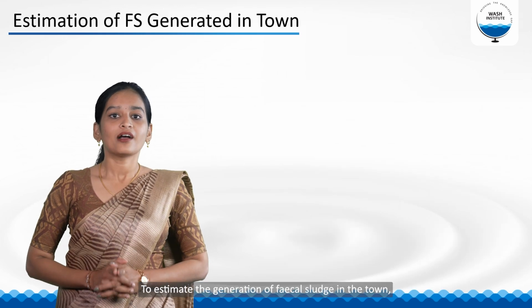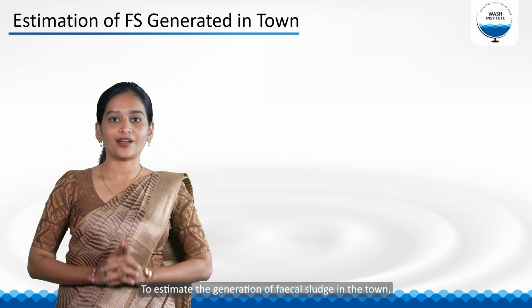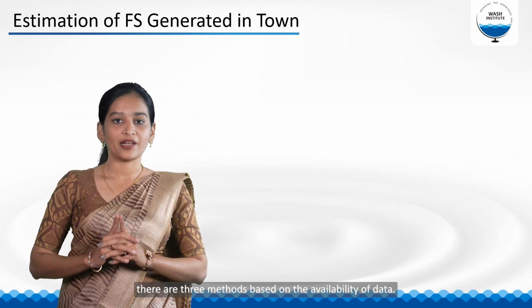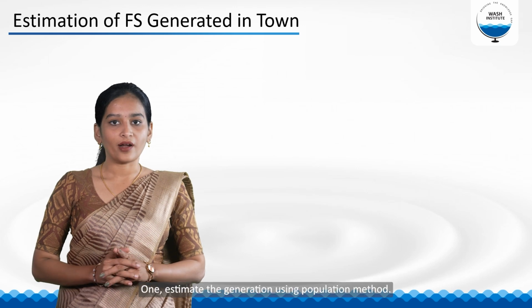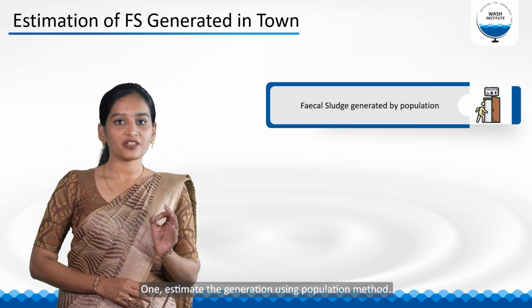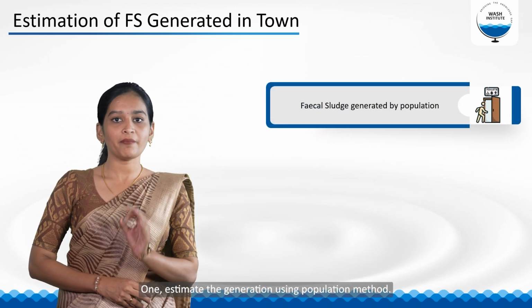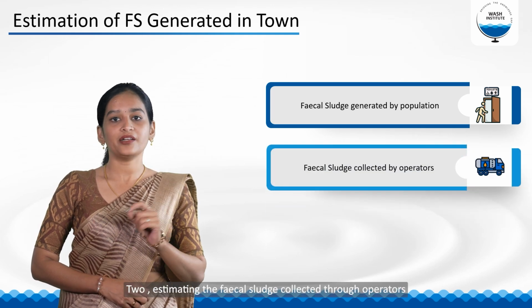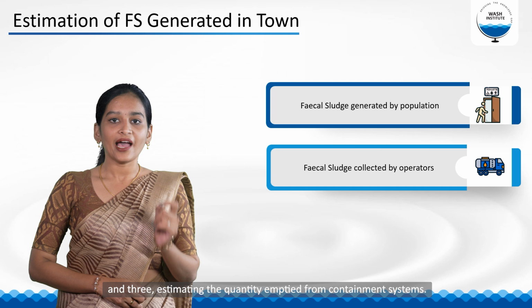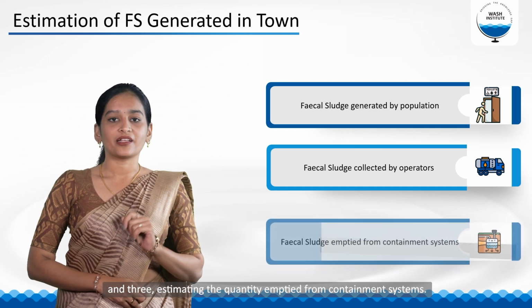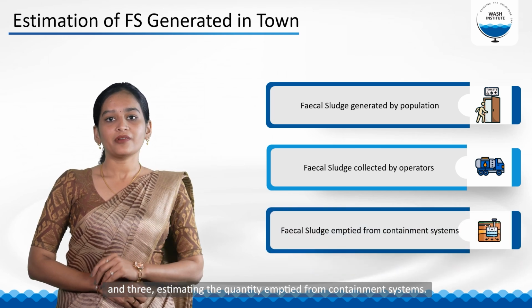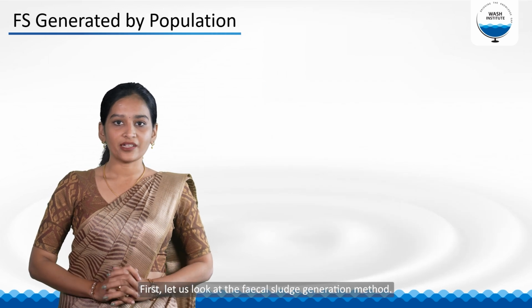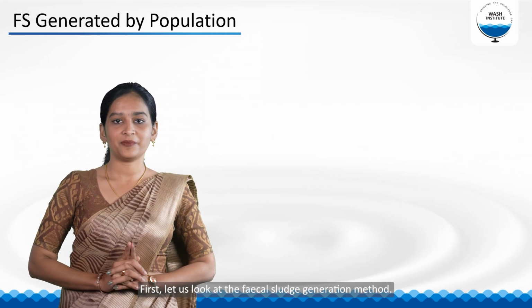To estimate the generation of fecal sludge in the town, there are three methods based on the availability of data. 1. Estimate the generation using population method. 2. Estimating the fecal sludge collected through operators. And 3. Estimating the quantity emptied from containment systems. First, let us look at the fecal sludge generation method.